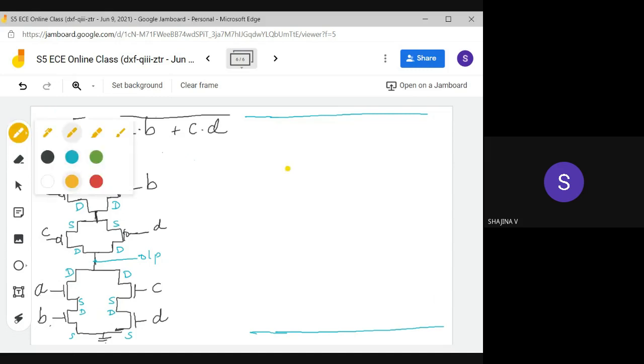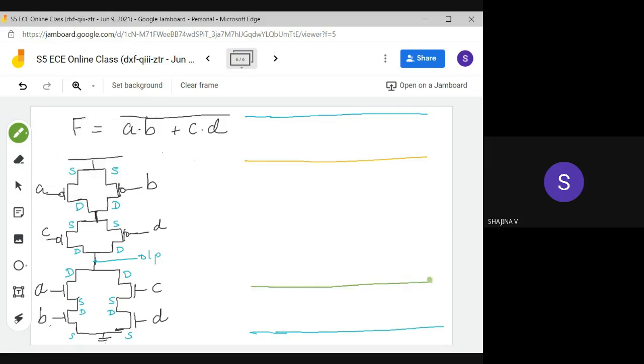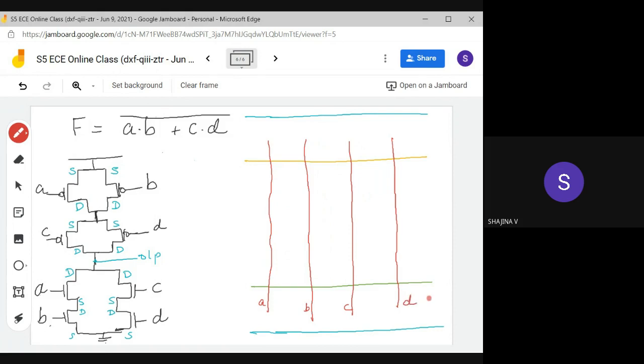So this is my P diffusion layer and this is my N diffusion layer. Okay, now we have 4 inputs, so I am considering 4 polysilicon layers. Okay, I can draw like this, and I am marking here A, B, C and D, right?